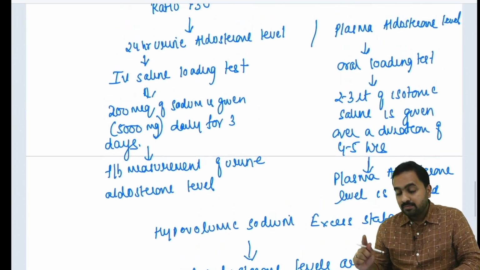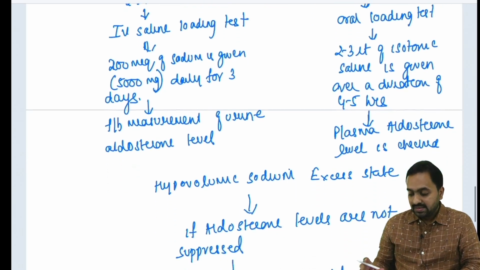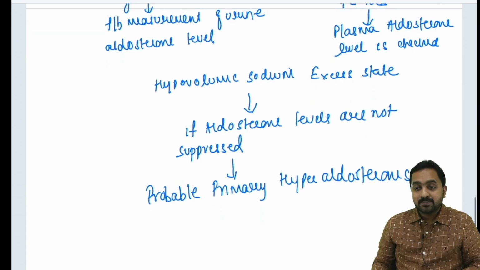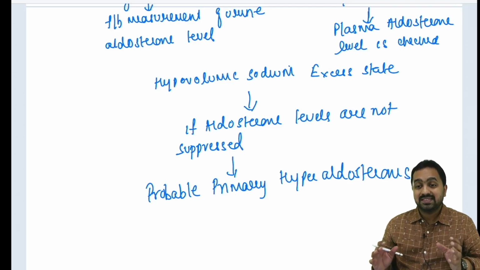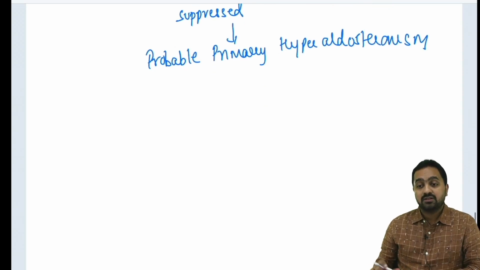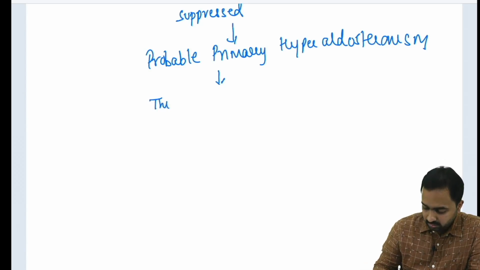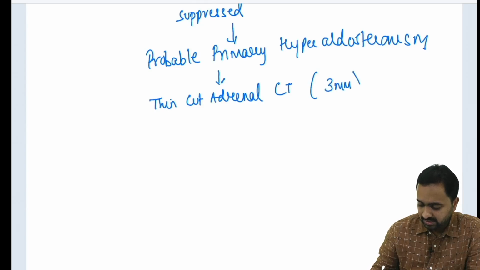And in case of measuring the plasma aldosterone level, we give oral loading test where 2 to 3 liter of isotonic saline is given over a duration of 4 to 5 hours, and then plasma aldosterone level is checked. The basic idea over here is to create a hypovolemic sodium excess state and to check if the aldosterone levels are suppressed or not. So if it is not suppressed, then it is a case of probable hyperaldosteronism, where we next move to the localization, for which we do thin cut adrenal CT. Normally the slices are taken at 3 mm interval.